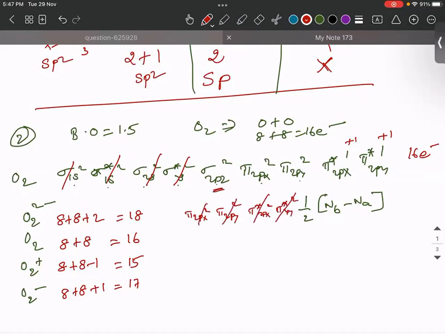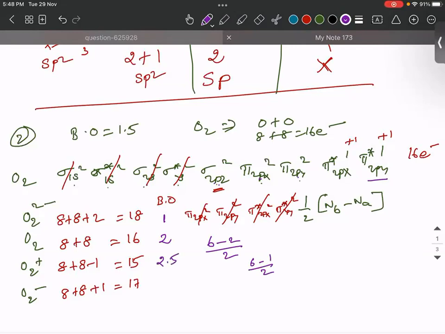So remaining, what you have? Only 2 electrons will be in the bonding. So 1 by 2 of 2 gives 1. So the bond order is 1. Correct? For O2, 2, 4, 6, 6 minus 2 by 2. 6 minus 2 is 4, 4 by 2 is 2. Here 15. 15 means you have to reduce 1. So 2, 4, 6, 6 minus 1 by 2. Then it becomes 2.5.